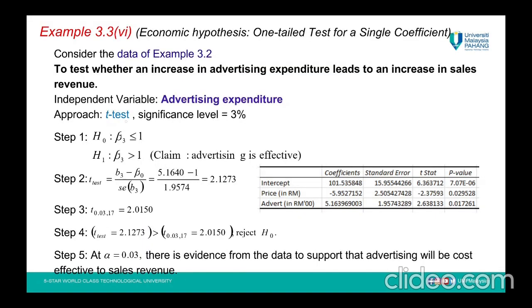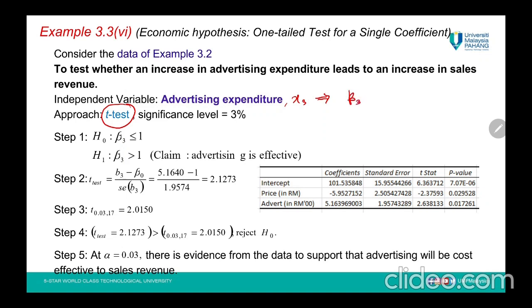We continue to the next example for economic hypothesis, that is example 3.3.6. In this example, we want to test whether an increase in advertising expenditure leads to an increase in sales revenue by using the t-test approach at alpha 0.03. In this case, the independent variable is advertising expenditure, or x3. So the corresponding parameter for x3 is beta 3.